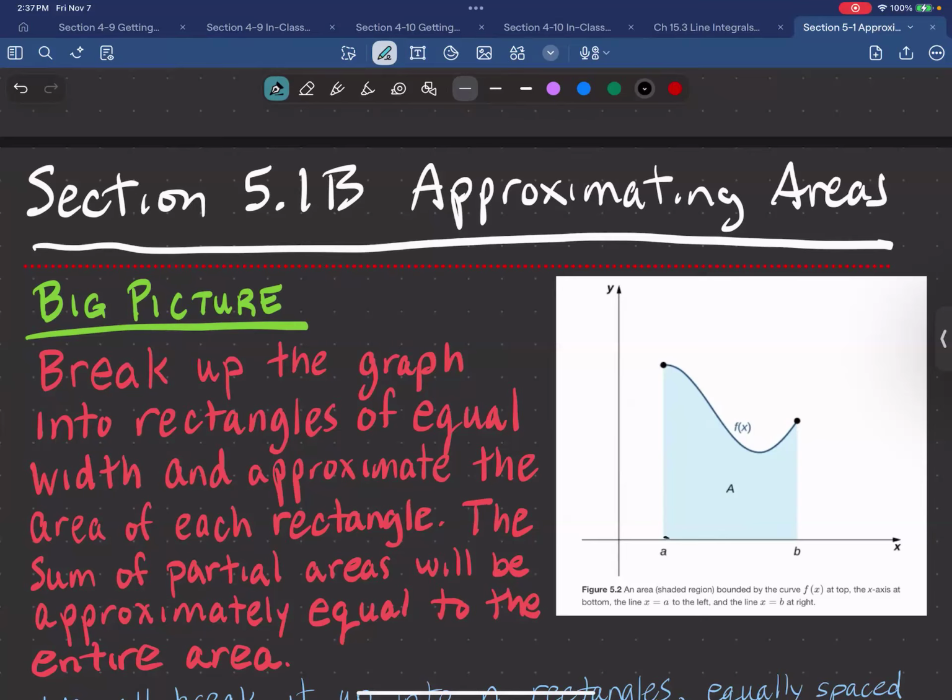So ideally, you're going to have this. You want to break it up into equal width. We're going from here to here. Maybe we'll cut it in half, and we can cut it in half again. This would give us 4 rectangles. Common strategies are to use the left endpoint for each rectangle.